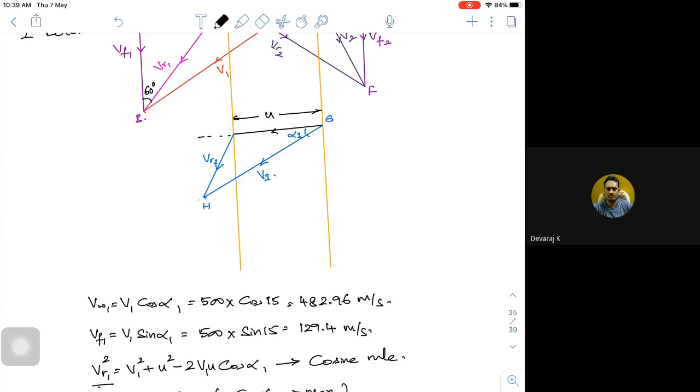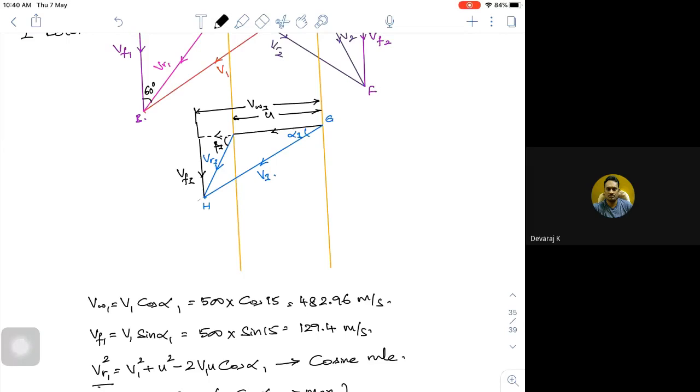So draw horizontal and vertical lines. So this will give you VF3. This will give me VW3 in this direction. Okay. Now you measure this angle. So this is my beta 3. So that is my beta 3.